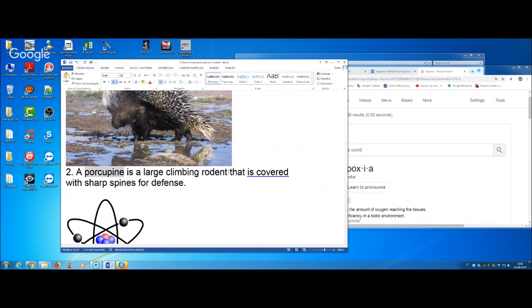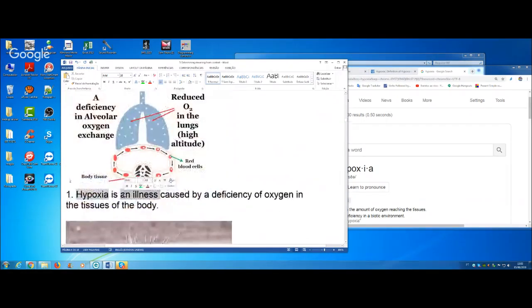What is a porcupine? It's an animal which, as shown in the pictures, is covered with sharp spines. From the text, it is a large climbing rodent. The definition will come after the verb to be. If you see the verb to be after the word, here we go, we have the definition of the word here. Let me give the answer to this one too, marking it in green.